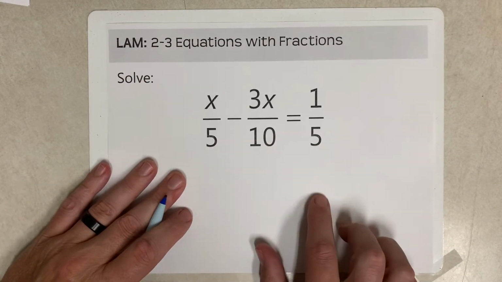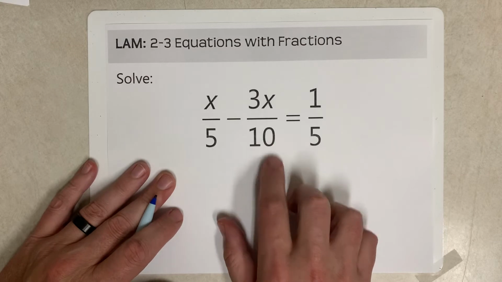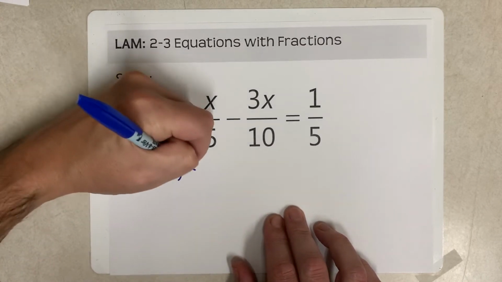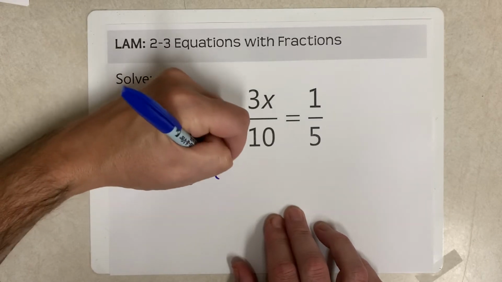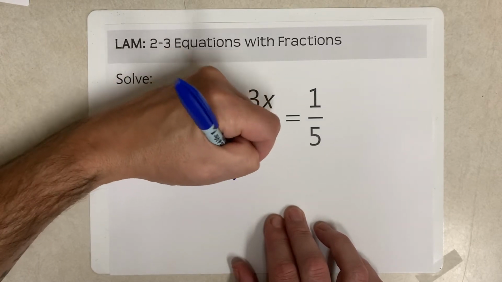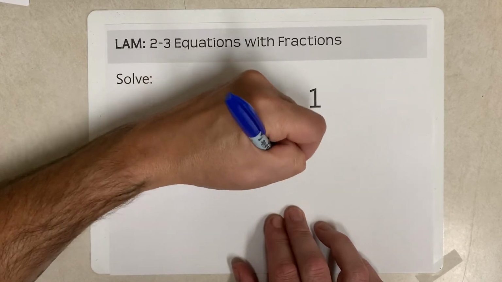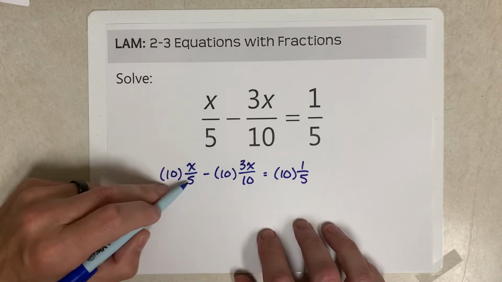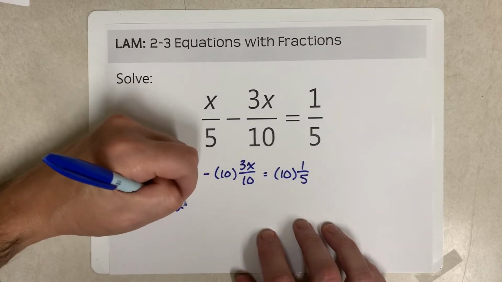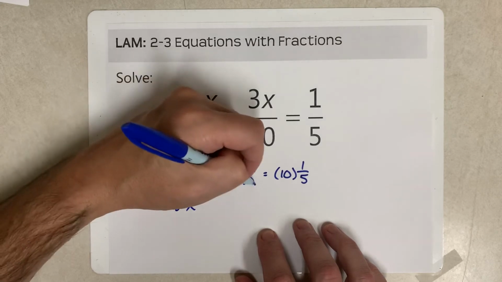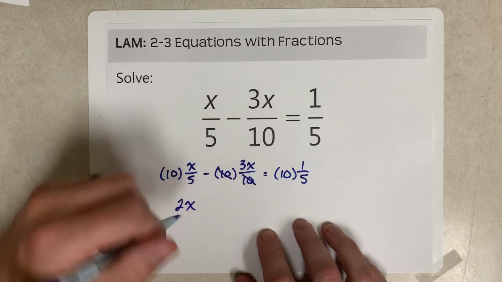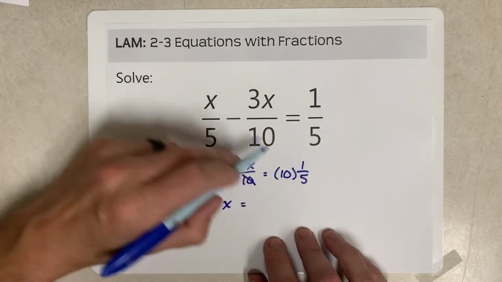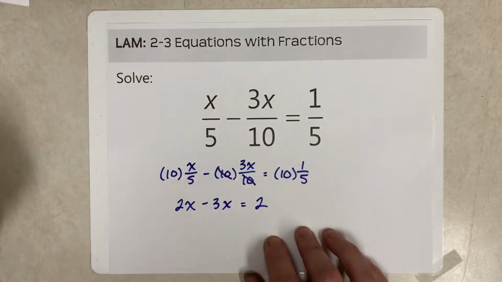5, 10, 5. So 10 would be our least common denominator. So we're going to multiply everything by 10. x over 5 minus 10 times 3x over 10 equals 10 times 1/5. All right, so 10 divided by 5 is 2, times x is 2x. These 10s completely cancel. Minus 3x equals 10 divided by 5 is 2, times 1 is still 2.